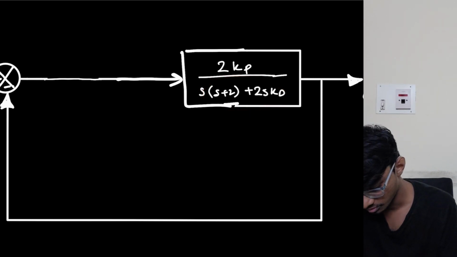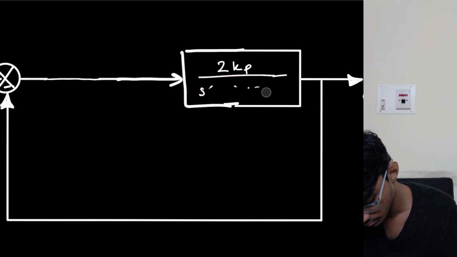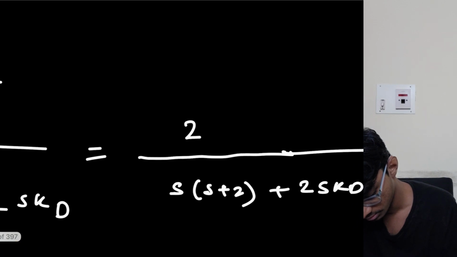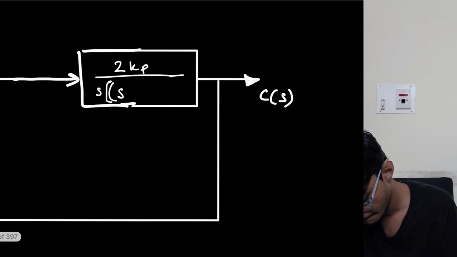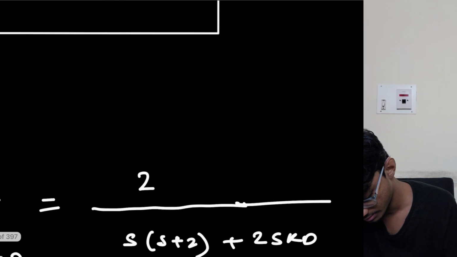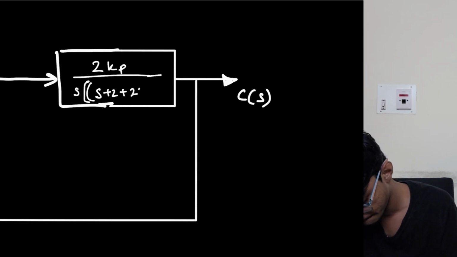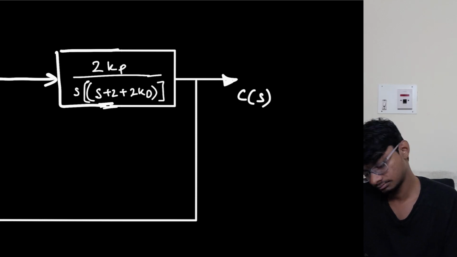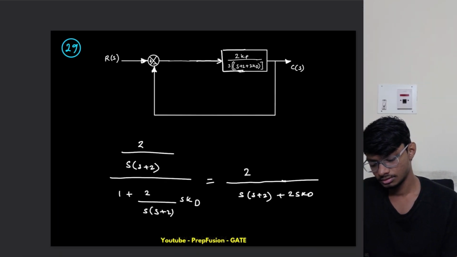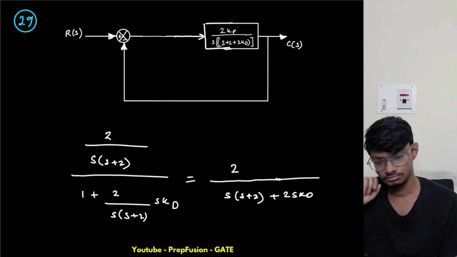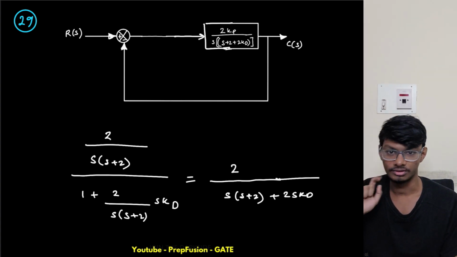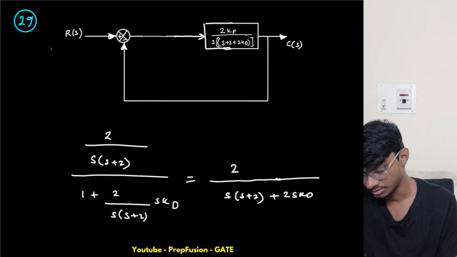If I take the s common, I will simplify this one again. I take the s common and this will become s into s plus 2 plus 2 KD, right? Plus 2 KD. So this is basically my equivalent transfer function.